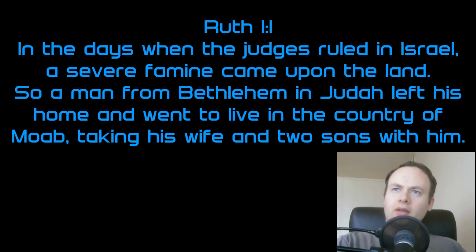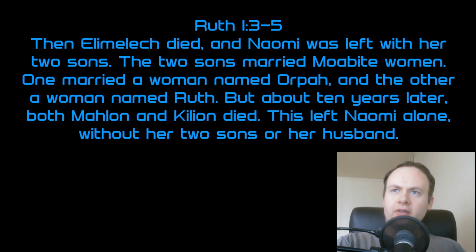This is Ruth Abridged. In the days when the judges ruled in Israel, a severe famine came upon the land. So a man from Bethlehem in Judah left his home and went to live in the country of Moab, taking his wife and 2 sons with him. Then Elimelech died, and Naomi was left with her 2 sons. The 2 sons married Moabite women. One married a woman named Orpah, and the other a woman named Ruth.